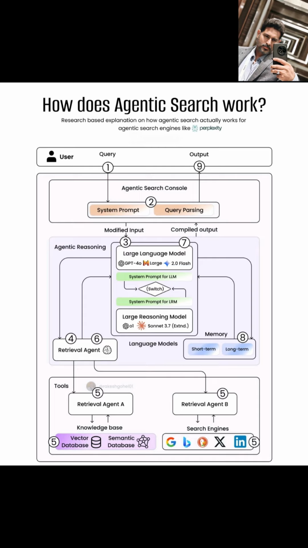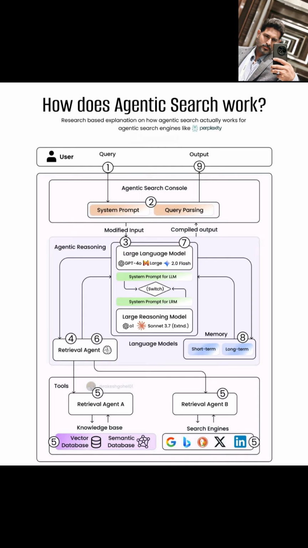Now, this isn't a one-shot process. The information retrieved by the retrieval agent, 4, is fed back into the agentic reasoning, 6, stage. The LLM and LRM analyze this retrieved information. Based on what's found, the LRM might refine its search strategy and generate new prompts for the retrieval agent to look for more specific or related information. This iterative process continues until the agent has gathered enough relevant data.